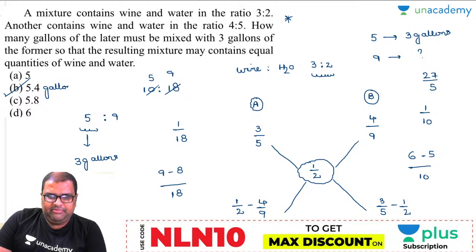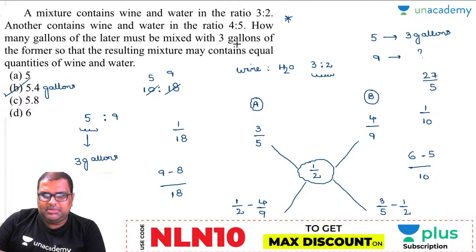You have missed out somewhere. Look here, this 5 parts is the former one. Former. The latter must be mixed with 3 gallons of the former. Check where you have gone wrong there. It is a simple alligation rule only. Is it clear? Done.